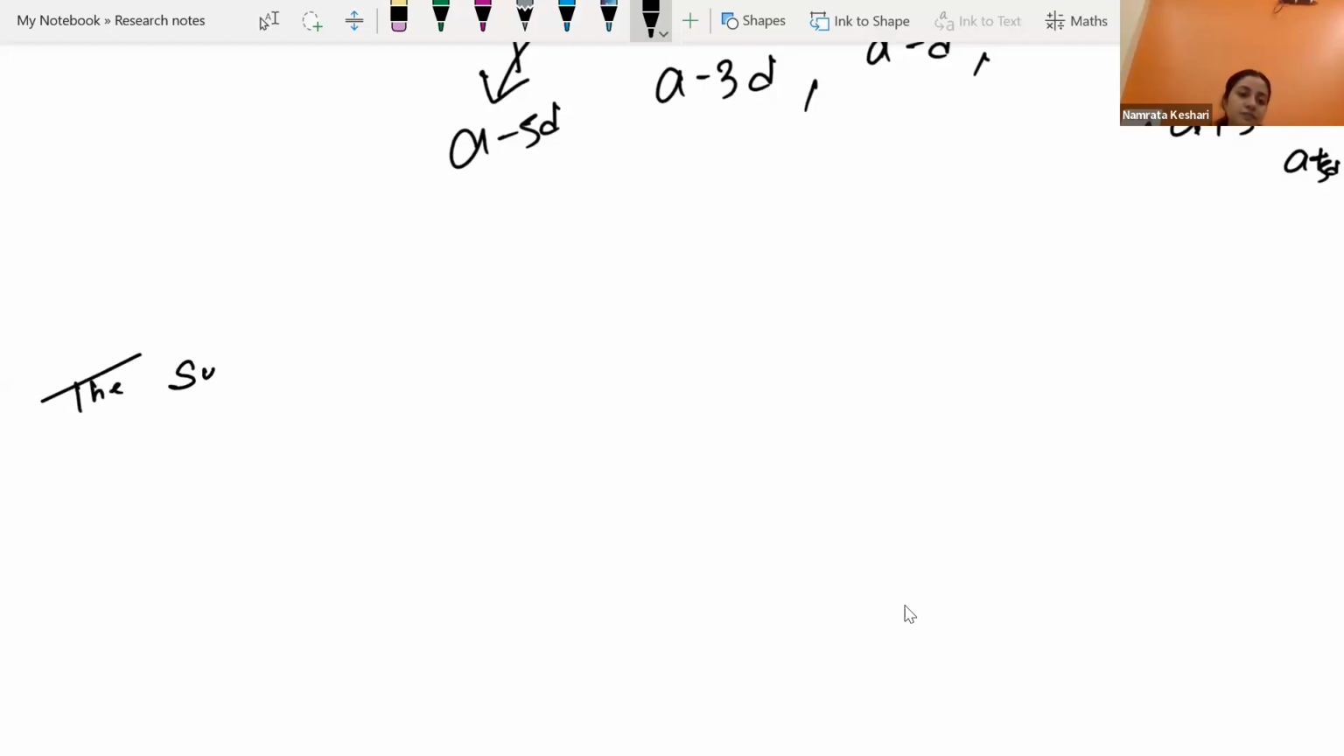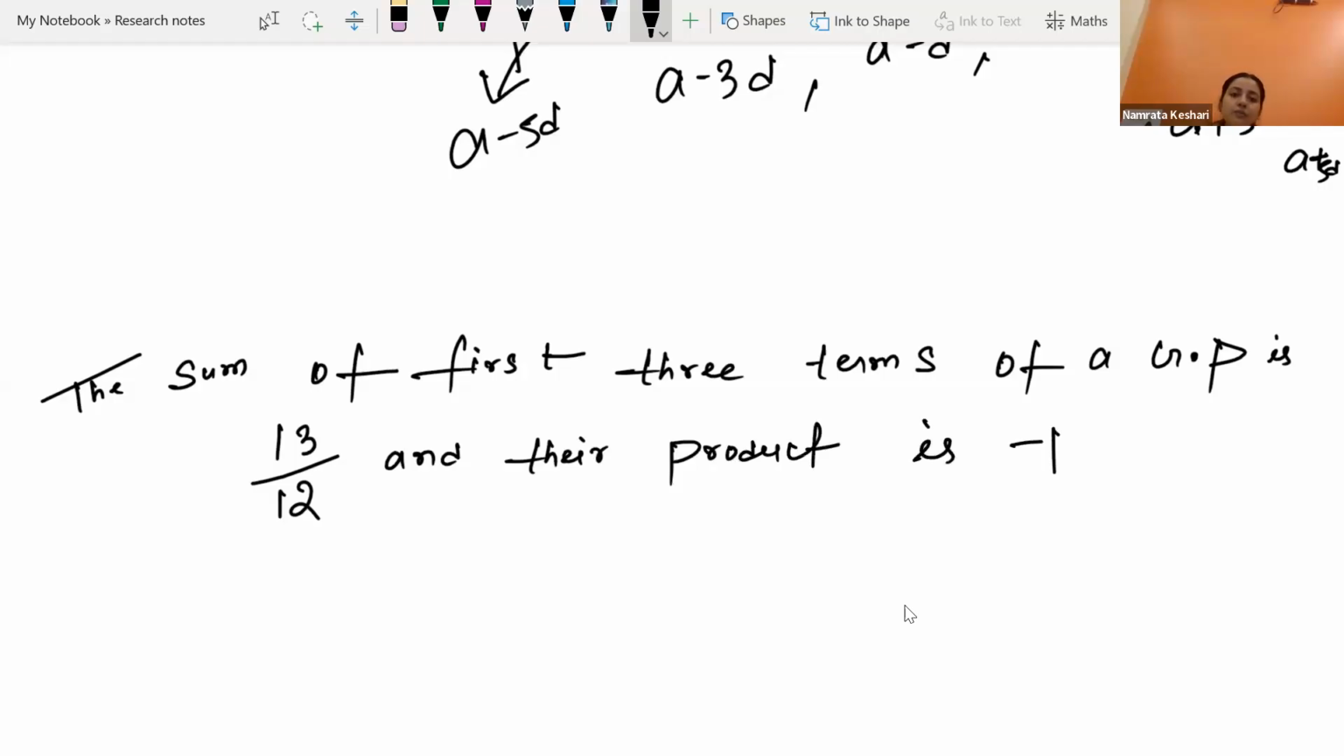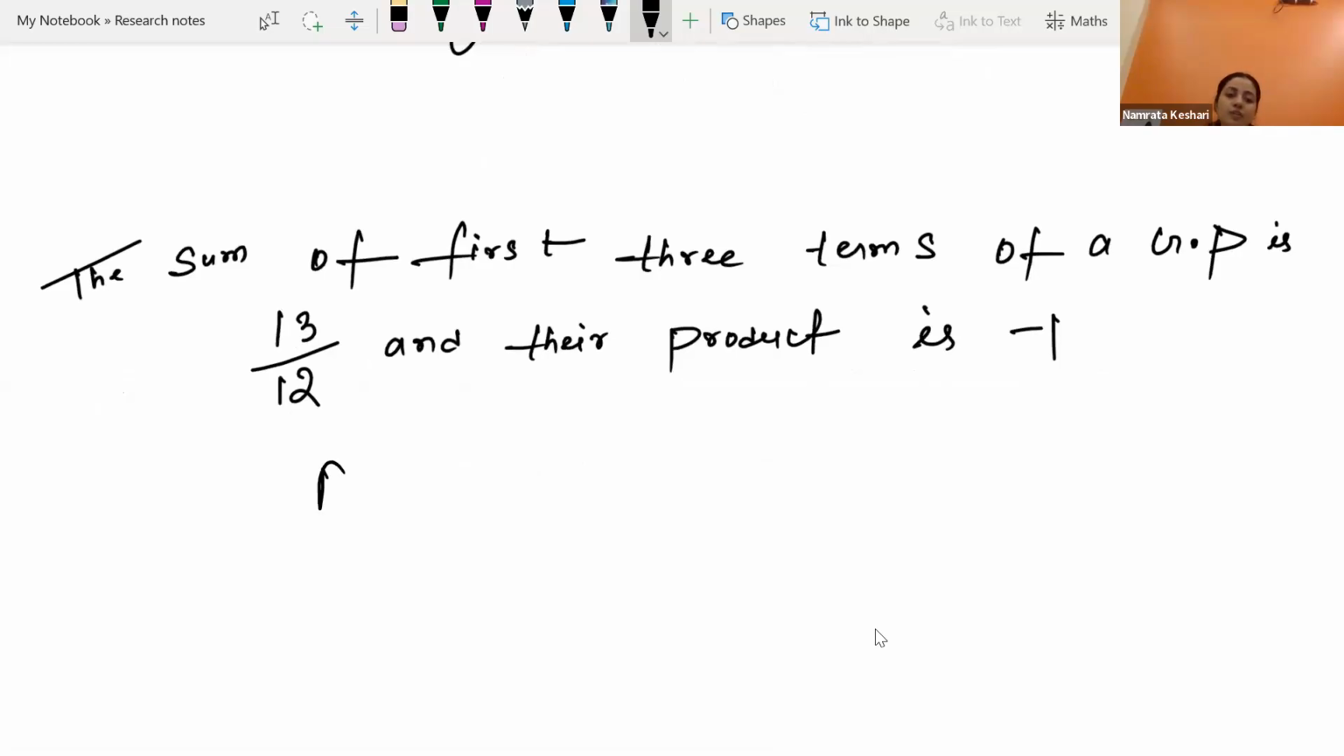The sum of first 3 terms of a GP is 13 by 12, and their product is -1. Find the common ratio and the terms.